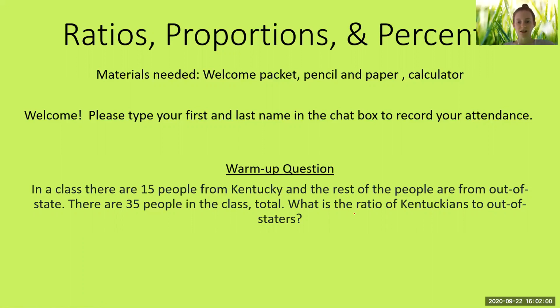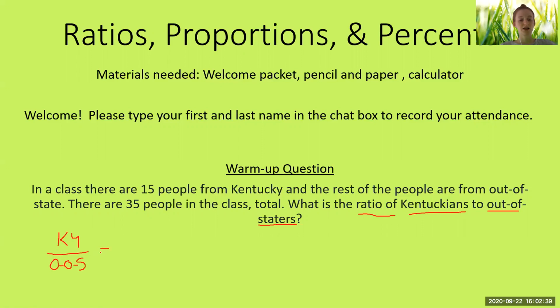This is a problem that's asking us to write a ratio. Do you remember what a ratio is? So a ratio is a comparison of two numbers. We are being asked to compare the number of Kentuckians to the number of out-of-staters in this class. So we need to compare Kentuckians, I'm going to abbreviate that with KY, to out-of-staters, OOS. Kentuckians to out-of-staters.